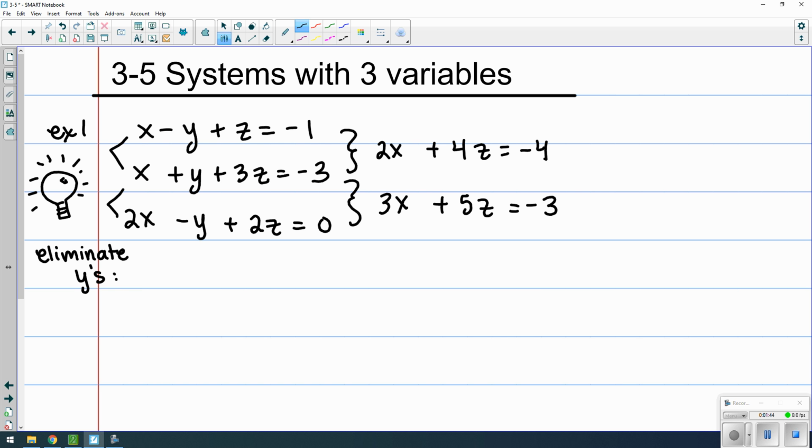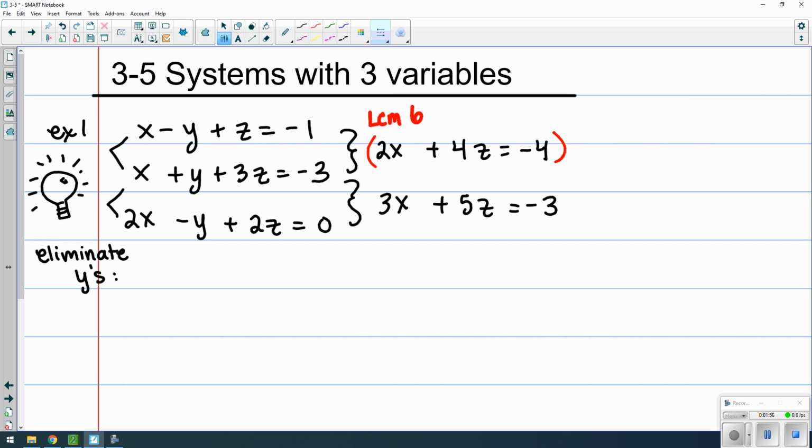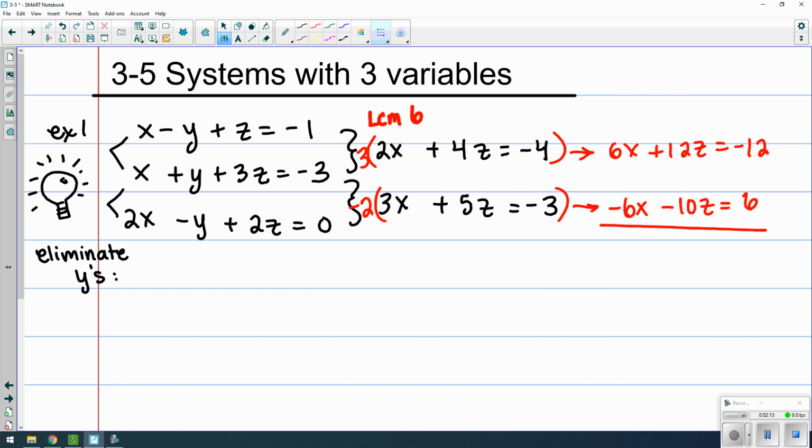Now we can treat this like we've treated every other system of equations we've ever dealt with before. We can think of the least common multiple of 2 and 3, which would be 6. So to make my life perfect, I'm going to multiply the top equation by 3 and the bottom equation by -2. That gives me 6x plus 12z is equal to -12, and -6x minus 10z is equal to +6. The x's cancel. 2z is equal to -6. z is equal to -3. All right, we're 1 for 3. One of our three variables has been found.